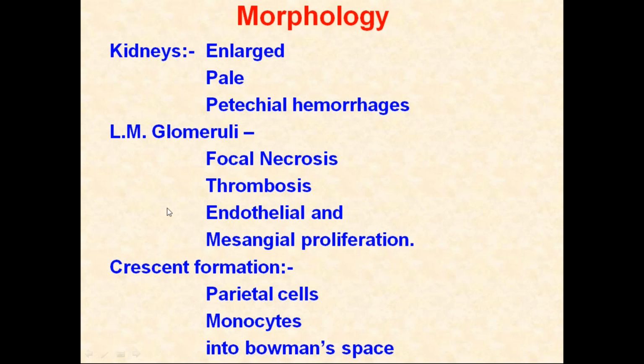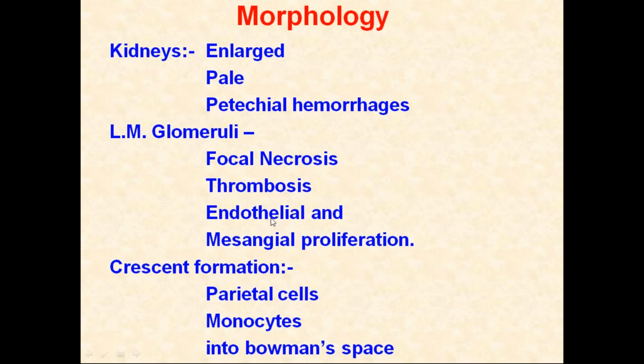Light microscopy, what do you see? Within the glomeruli, you can see thrombosis, endothelial proliferation, mesangial proliferation, and focal necrosis. Next, you can have thrombus formation, or thrombosis, which you can appreciate.